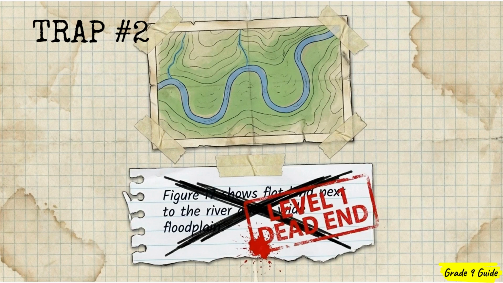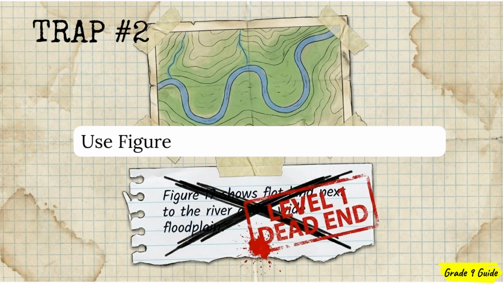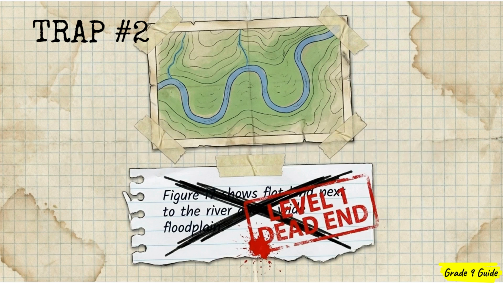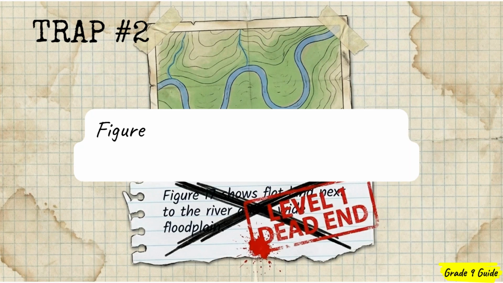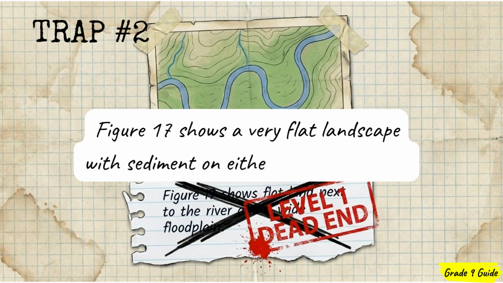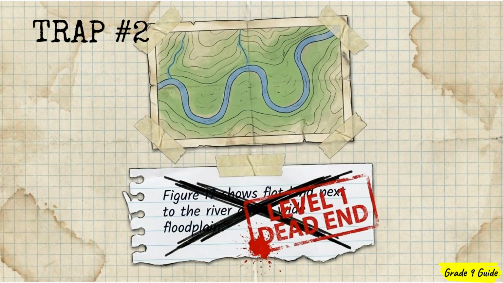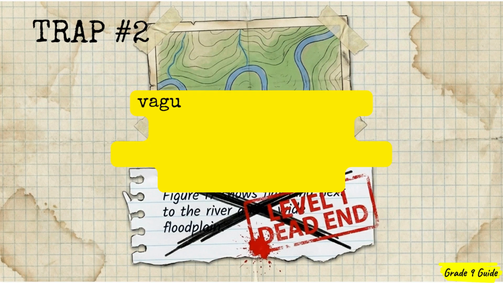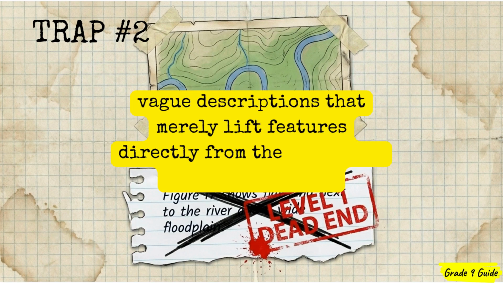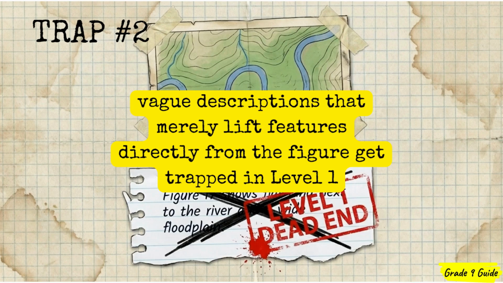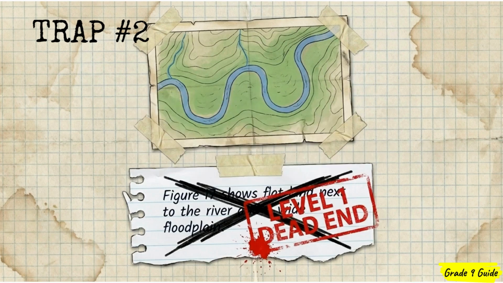AQA resource questions tell you to use figure X and your own understanding. The examiner reports explicitly flag this. Thousands of students simply describe what they can see in the image. They write, Figure 17 shows a very flat landscape with sediment on either side of the river. The examiner reports say exactly this. Vague descriptions that merely lift features directly from the figure get trapped in level 1. It's an instant mark killer that looks like a safe answer.